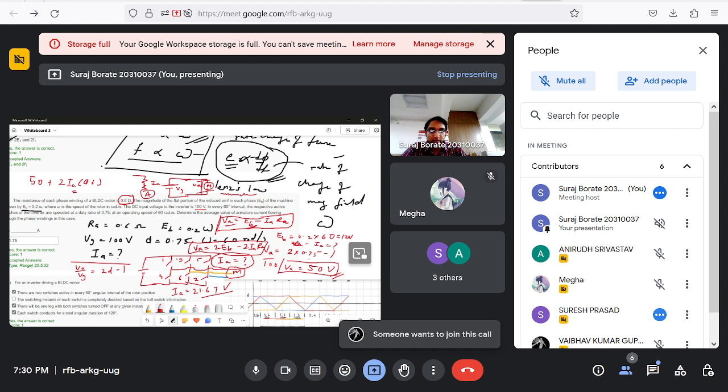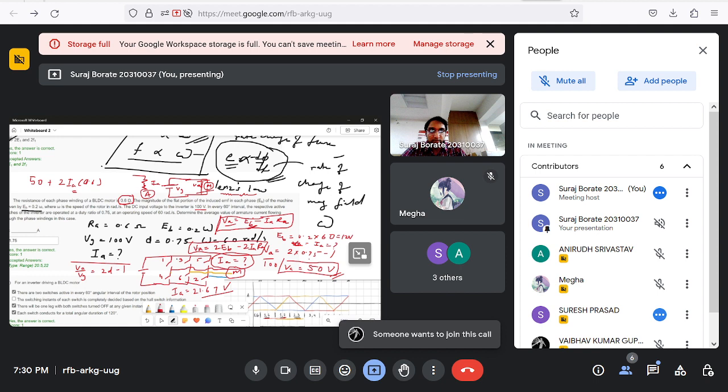This we have already answered. Okay, in here, where did we answer that? The switching instant of each switch is completely decided based on Hall switch information. Okay, so this we have already said that just based on the Hall one of the switch we cannot tell anything. Okay, so these two are incorrect.